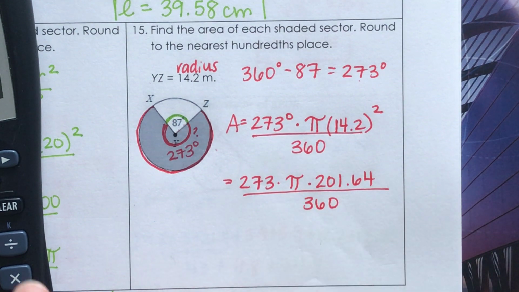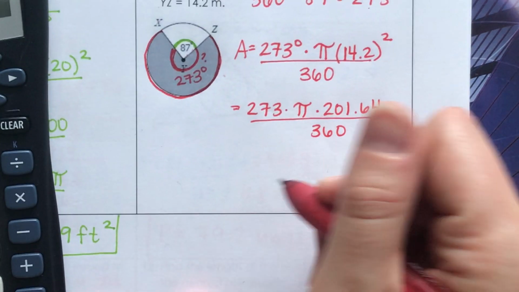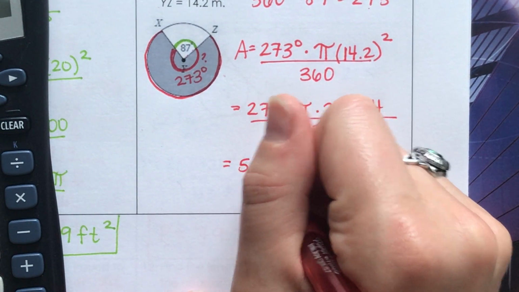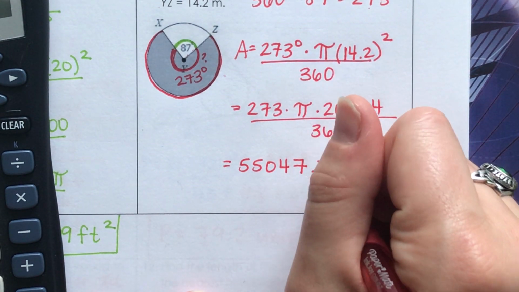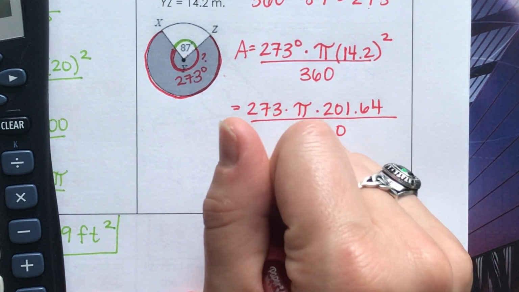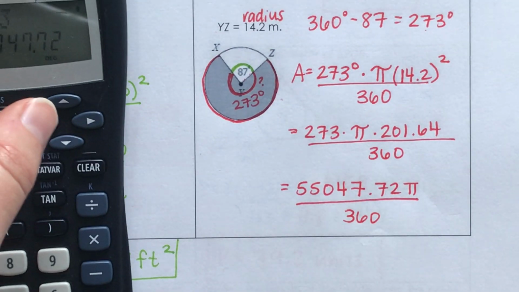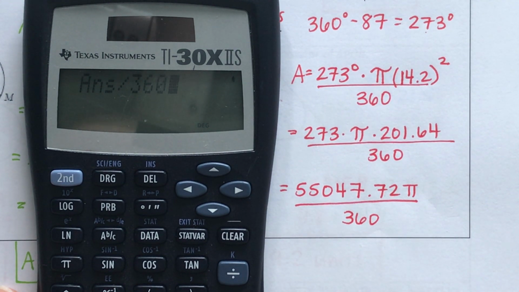I'm going to take that number, I'm going to multiply it times 273. I get a very, very large number. I get 55047.72 pi over 360. So now it's just my calculator. I take that number, I multiply it times pi, and I divide by 360.